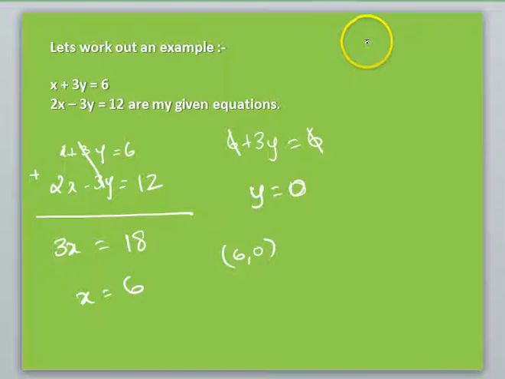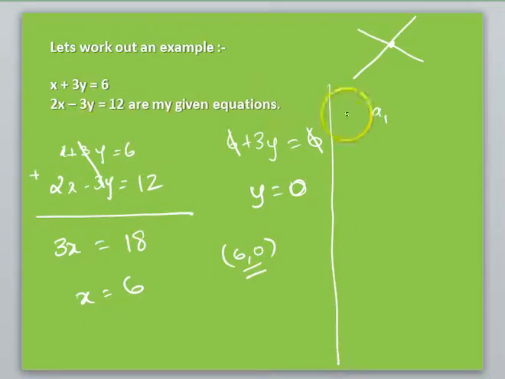Both these lines, if represented on a graph, cut each other, and this point of intersection is (6, 0). Let's check with the formula. My A1 here is equal to 1, my B1 is equal to 3, and C1 is equal to 6. Let's write it down for A2, B2 and C2. My A2 was 2, B2 was minus 3, and C2 was 12.